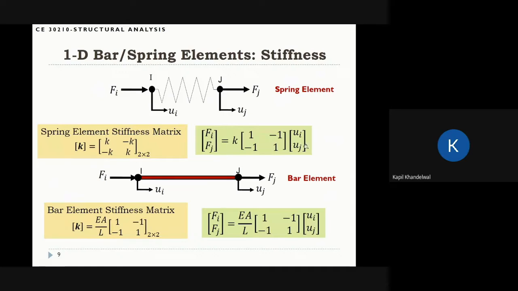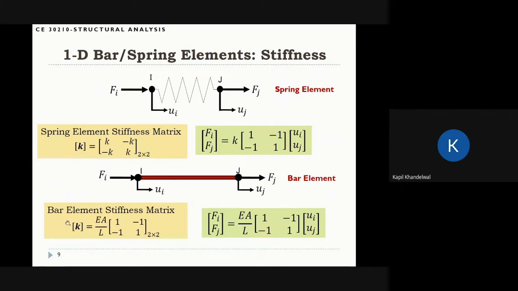These are the nodal forces, Fi and Fj. They are related to nodal displacements by this 2x2 stiffness matrix. And we derived that stiffness matrix using simple ideas. Here K is the stiffness of the spring, so this is a physical property of the spring.